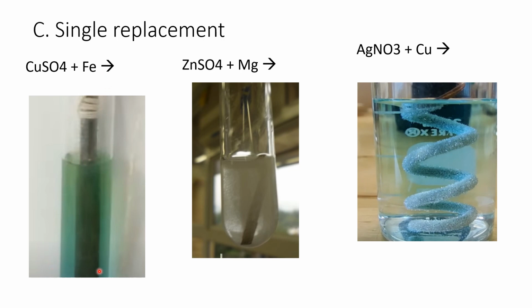So this is the copper sulfate solution in a test tube. Into it is immersed a piece of iron. The other setup consists of zinc sulfate solution in a test tube, and into it is introduced a magnesium ribbon. And the third setup involved silver nitrate solution, and into it is immersed a copper wire.